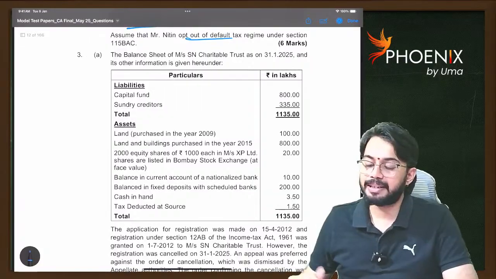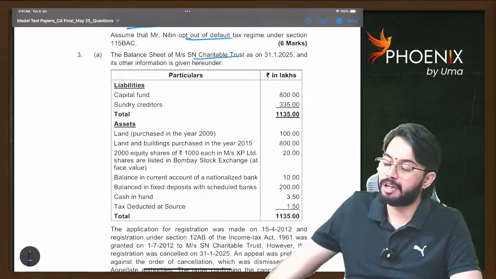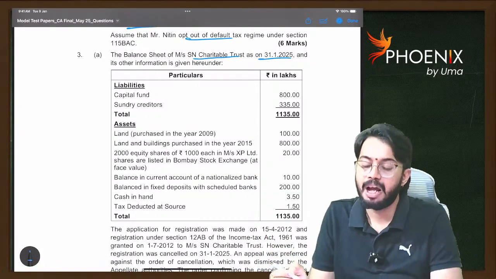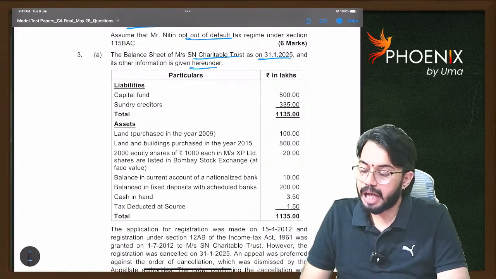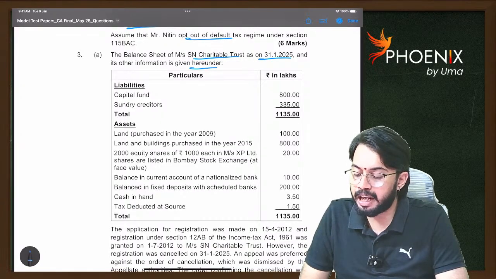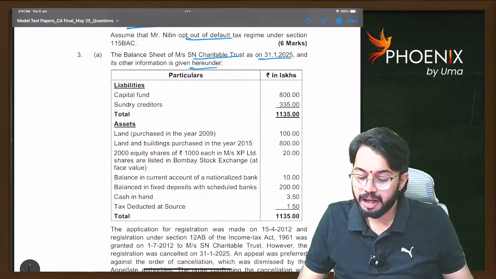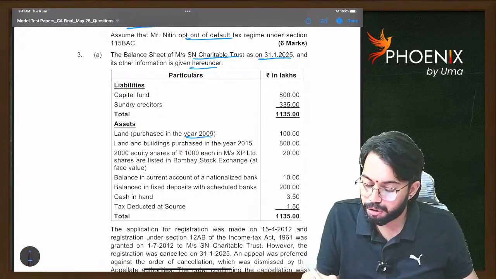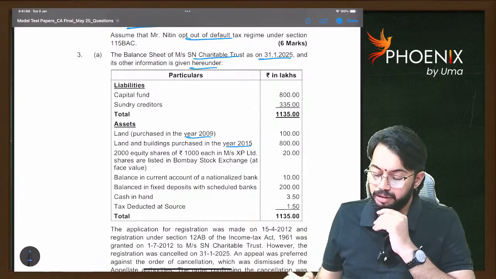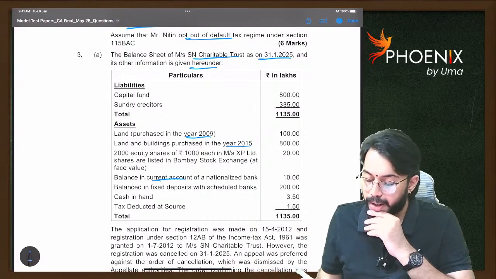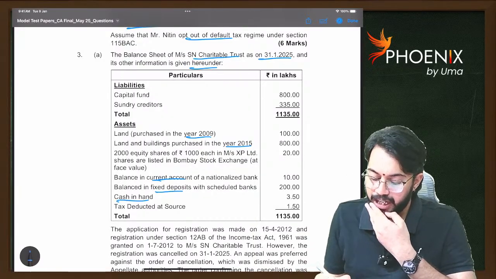Balance sheet of Mercers SN Charitable Trust as on 31st January 2025 and its other information is given here under. Capital fund 800 lakhs, sundry creditors 335 lakhs. Land purchased in the year 2009, land purchased in the year 2015, balance in current account, balance in FDs, cash in hand, TDS.